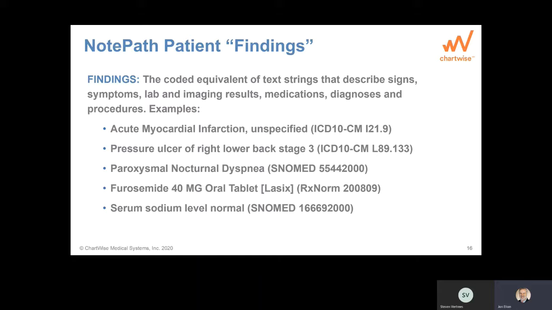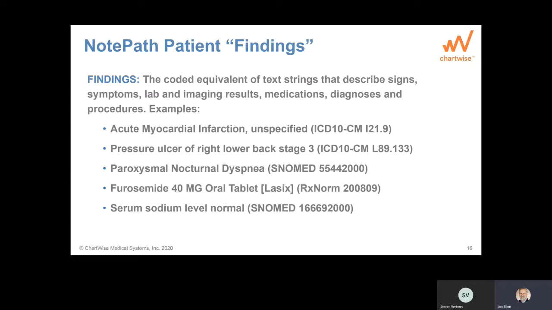At the root of all of this are the findings that are on the chart. These are the most granular pieces of information that might be there. Now, many people are familiar with things like ICD-10 coding that ferrets out diagnoses and procedures. But ChartWise takes that much further and also uses other coding sets like RxNorm and SNOMED and LOINC and others to find information that's not covered by the standard diagnostic and procedural coding steps.